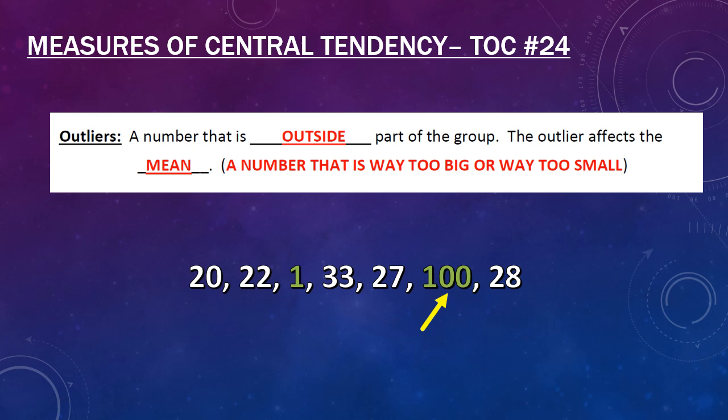So if I added up all those ages, that 1-year-old and that 100-year-old are going to really affect the average, or the mean, of those ages, because they're going to make that average really different than the actual representation. My actual average should be between 20 and 33, because those are the majority of the ages. But that 100 and that 1 are going to really mess up my average. So that's why the outliers really mess everything up.